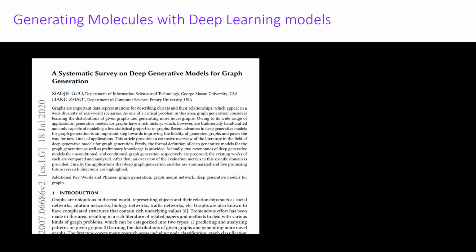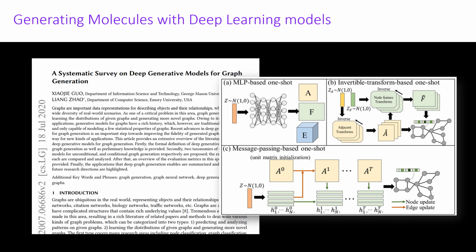Then I found this survey on deep generative models for graph generation. It's a bit more general and doesn't focus on graph neural networks, but summarizes the whole research field. The methods for generating graphs can be divided into one-shot and iterative approaches. One-shot methods output the whole molecule representation in one run.